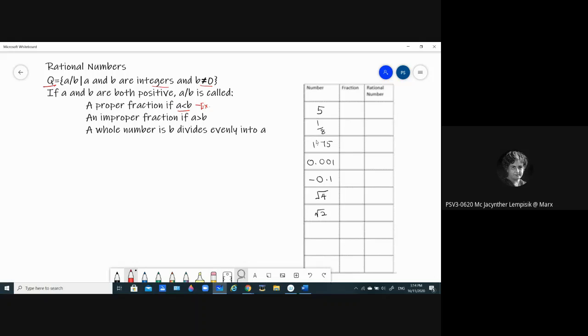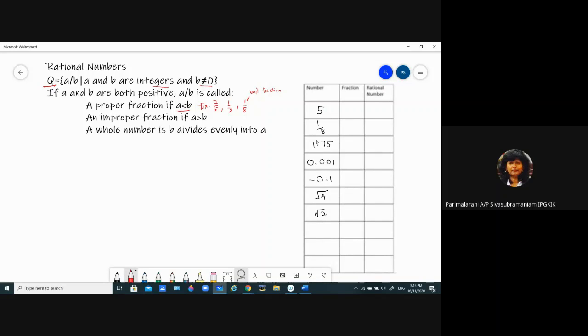2 over 5, yes. Any more? 1 over 3, 1 over 8, these are known as unit fractions. If you have a 1 on the top there, this is known as a unit fraction. All unit fractions are proper fractions.